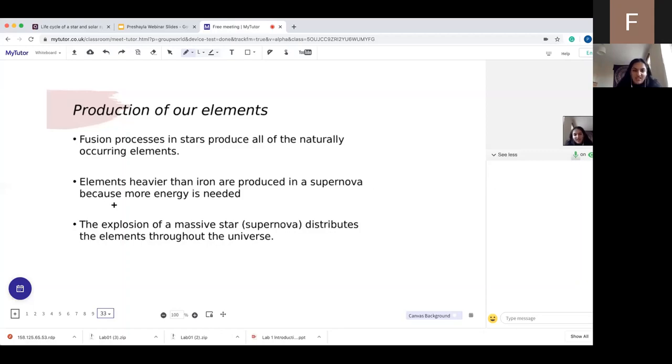Okay, so Earth gets some, our solar system gets some, some other galaxies will get some. And so this explosion of the supernova distributes these elements, which creates life, which creates planets, which creates everything.